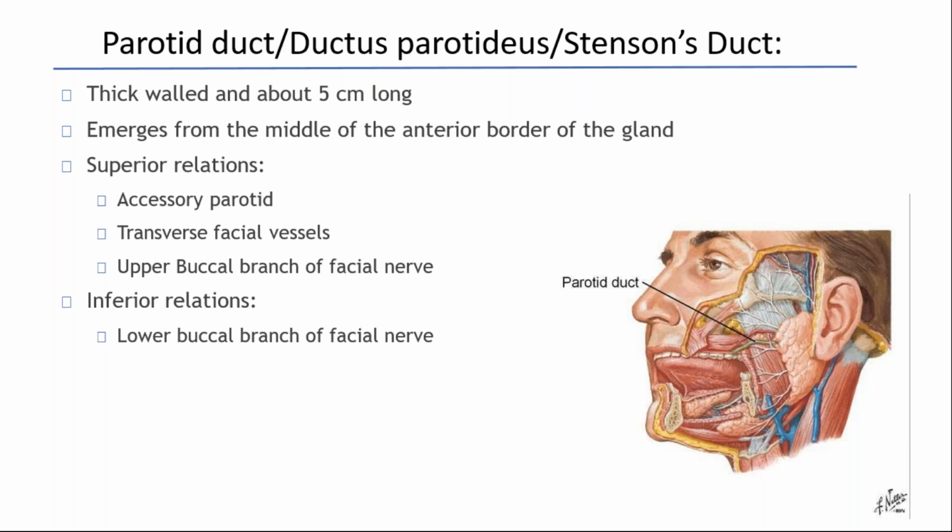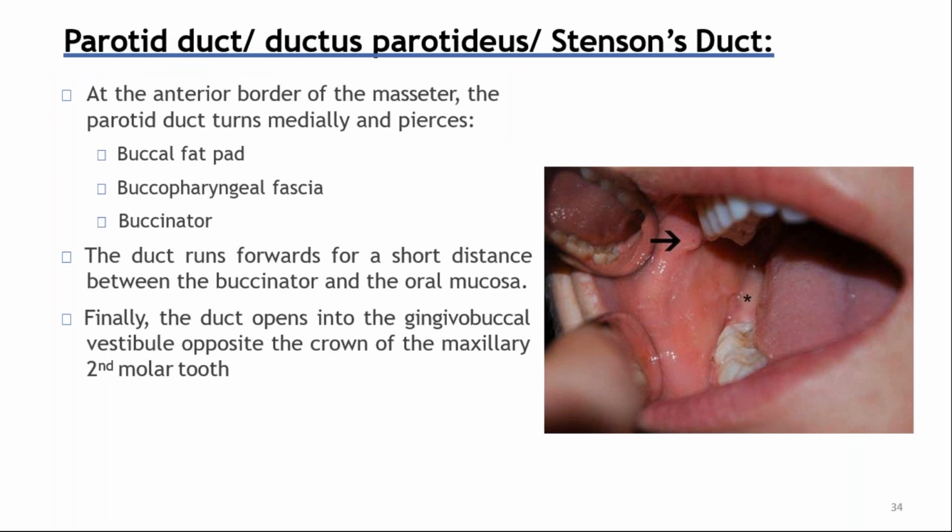Second molar is the correct one. It opens at the upper second molar. Again, there are a few relations to the traversing course of the parotid duct, which are not that important unless you are operating on a patient. So here it shows the opening of Stenson's duct at the upper second molar.